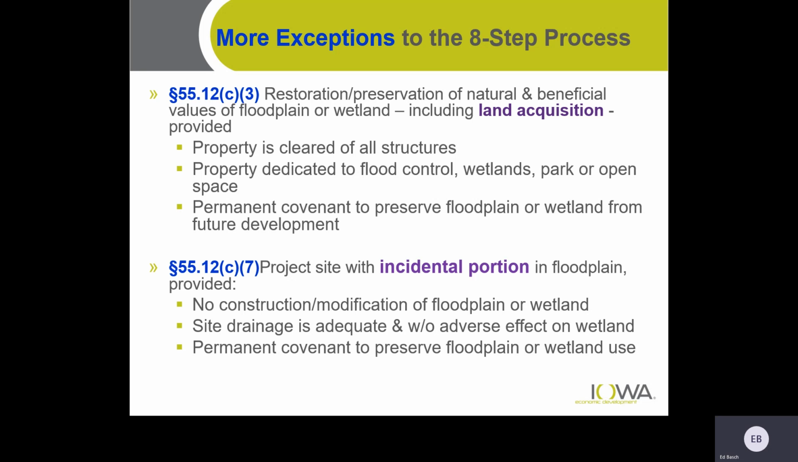You may also have a project site with only an incidental portion in a floodplain. If there's no construction or modification of the floodplain or wetland, if there is site drainage that's adequate and without adverse effect on a wetland, and again, a permanent covenant to preserve a floodplain or wetland use, that's also acceptable, but it has to be an incidental portion and it cannot have anything on it. So maybe the edge of a property, for instance, where there's no development, maybe it's just a landscaped area, that could be an exemption.